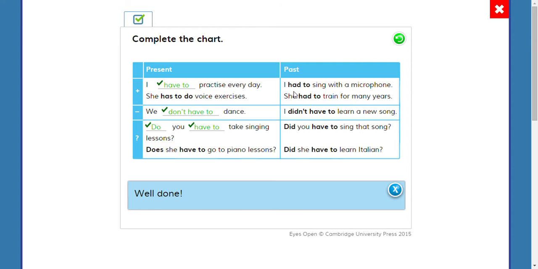In the present you say have to or has to. In the past you say had to: I had to, she had to. Here is don't have to or doesn't have to, depending on the pronoun. And here is didn't have to. Did you have to sing that song? Did she have to learn Italian? Present and past, there is no problem. It's just practicing. You can pause the video and take notes, and I am going to continue.